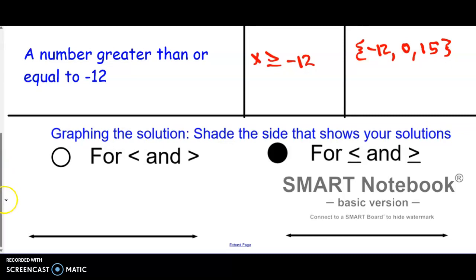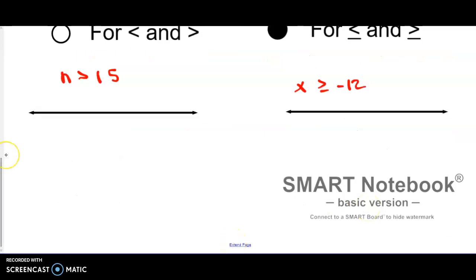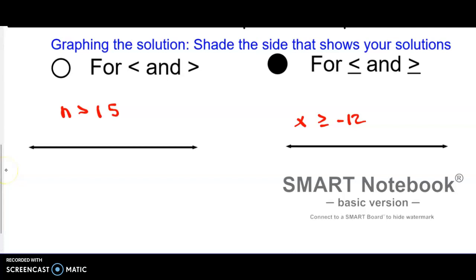Now how do we graph it? So we're looking for n is greater than 15, and a number is greater than or equal to negative 12. To graph it, since there is no line under it, it is going to be an open circle. I'm going to start here with 0 as my origin. 15 is on the positive side. I know all of the numbers are going to fall either behind or in front of the number. But since it says that a number is greater, I know that I'm going to go to the right, which points to the greater numbers. It is an open circle.